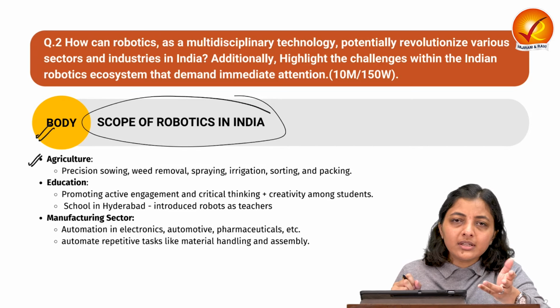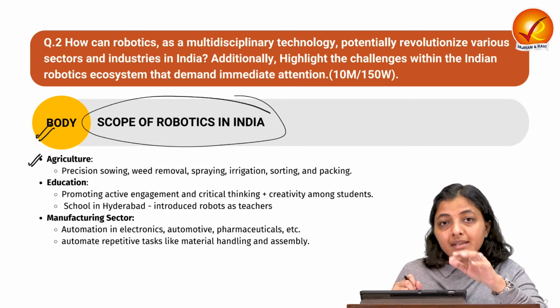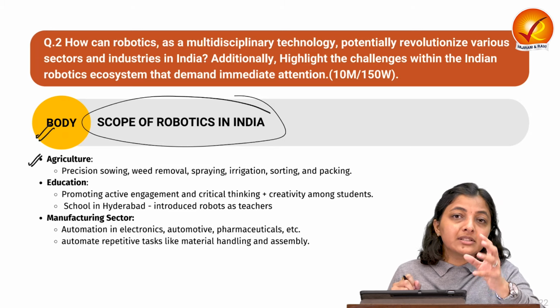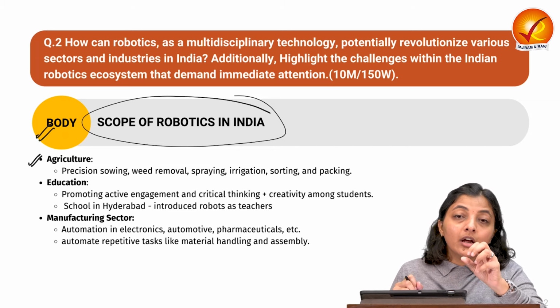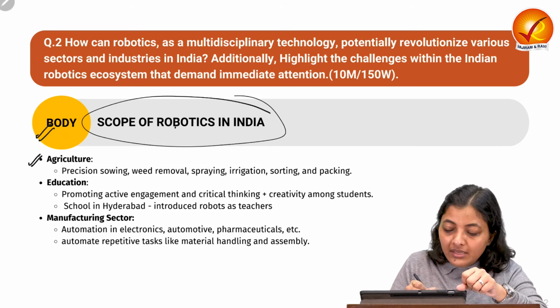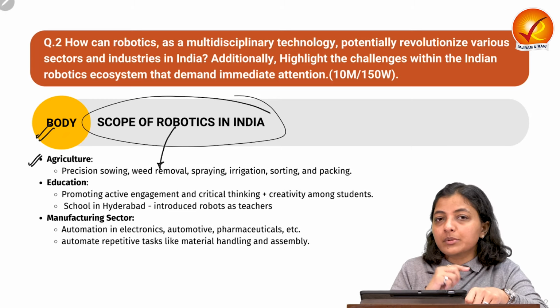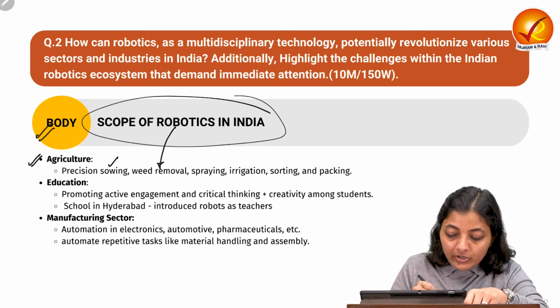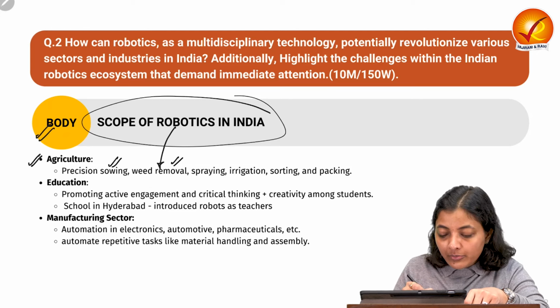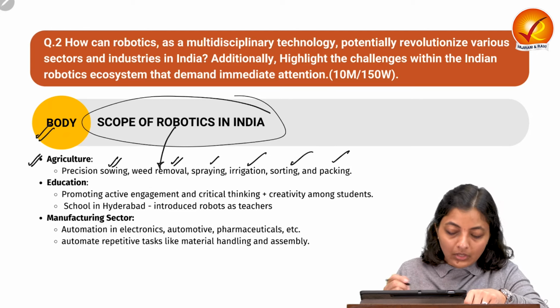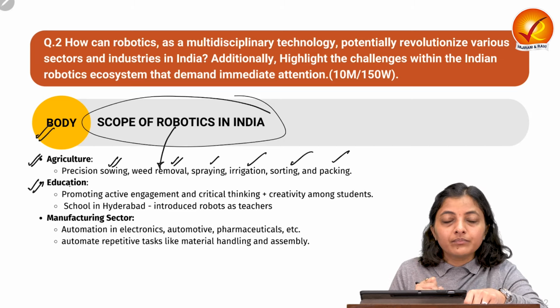It's a machine only, so we can make some use of artificial intelligence. We can make them autonomous machines. So we can use robotics in that precision farming. For what? For precision sowing, for weed removal, for spraying, irrigation, sorting and packaging. Okay, next is about education.